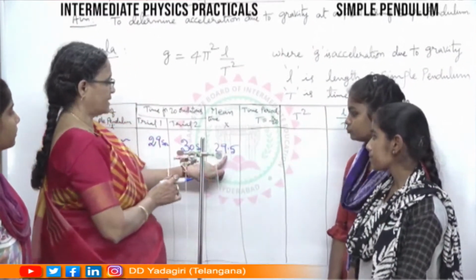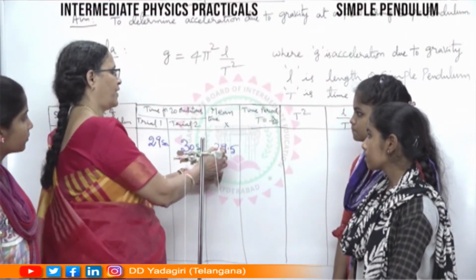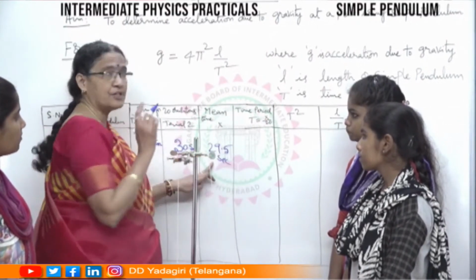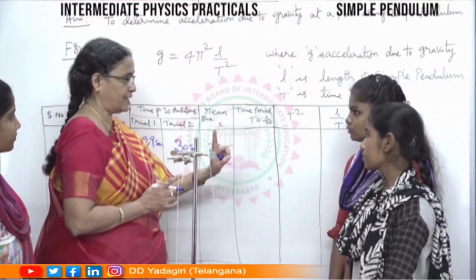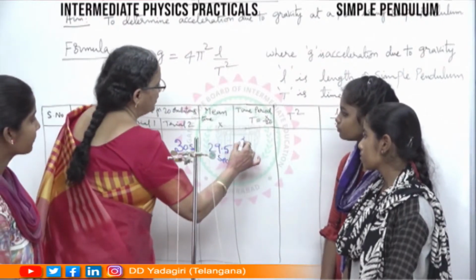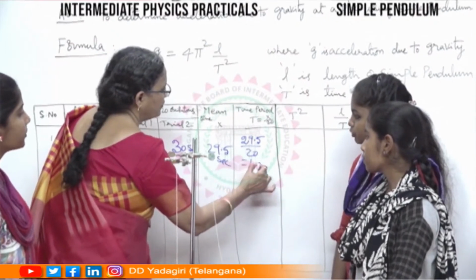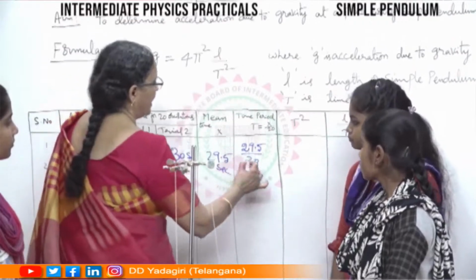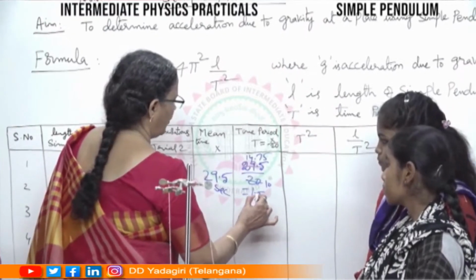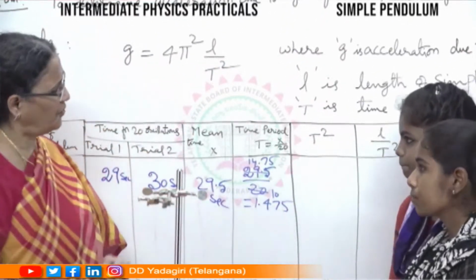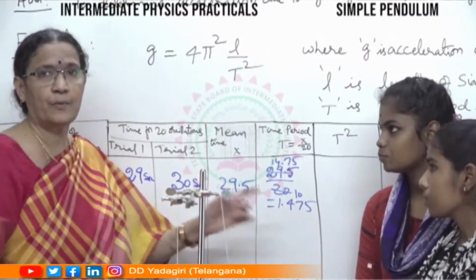Now, capital T. This is what? I have a mean time. Mean time means this is the time for 20 oscillations. So 29.5 seconds is the time taken for 20 oscillations. After which I am taking the time period definition, time for one oscillation. So I have to divide 29.5 by 20. I'll get 1.4 something. So this is 1.475. You can neglect the last two digits. You can just take 1.45 or so, or 1.47.